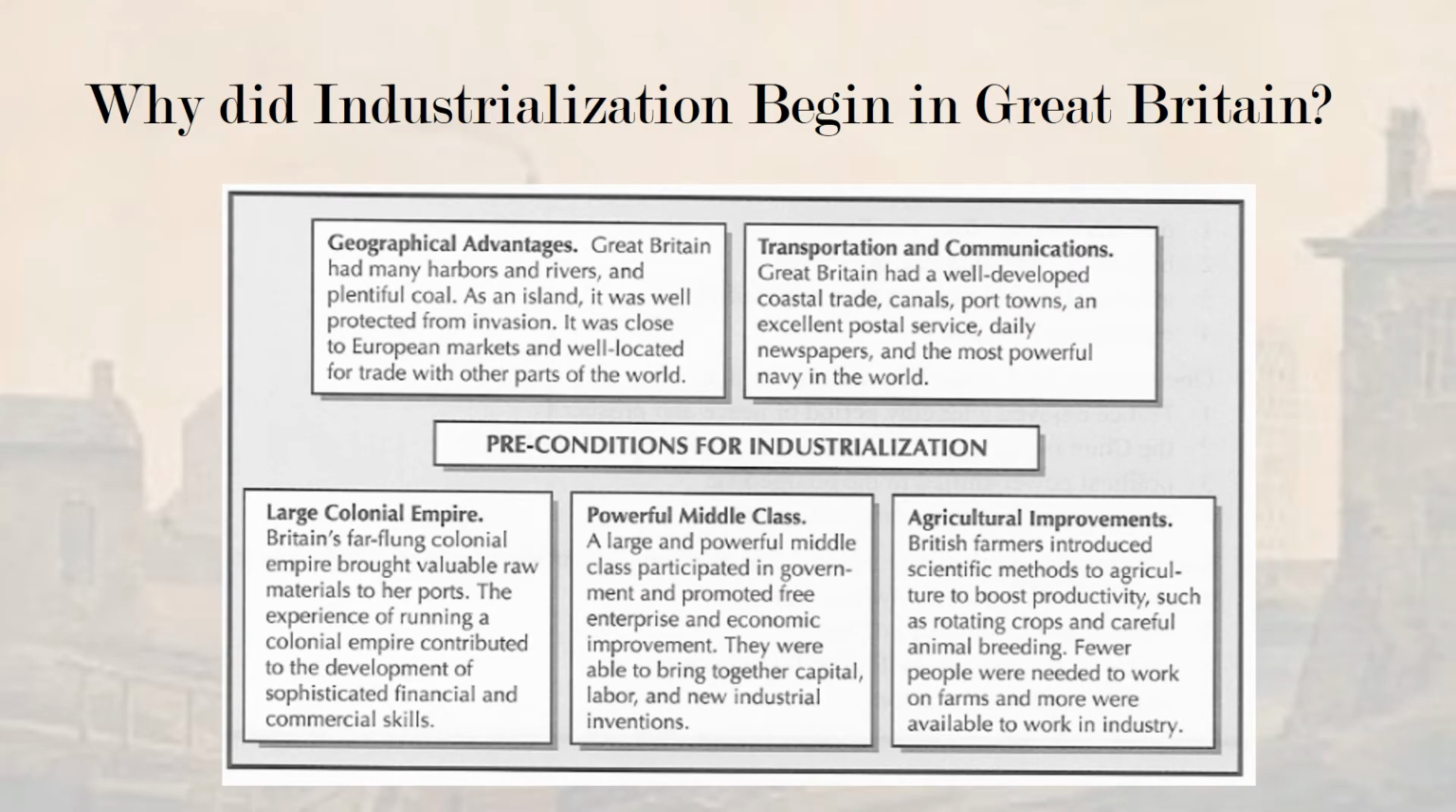And you've got this other great chart that explores these and adds a couple other ones as well. You've got your geography, right? Your land. They have many harbors. They have rivers. They have a lot of coal, which powers these first steam-powered factories.